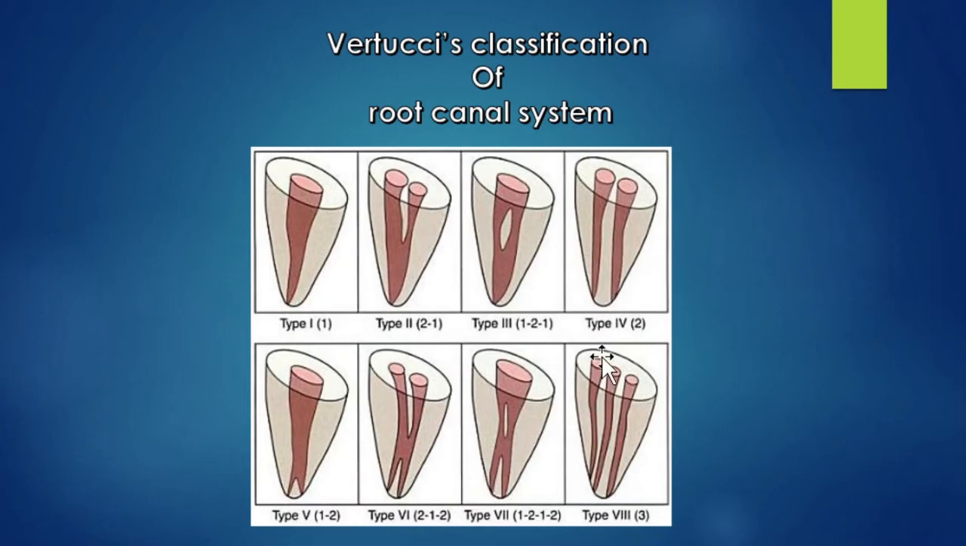The type 8 canal is where the pulp chamber, near the coronal portion, divides into three separate root canals extending till the apex of the root.